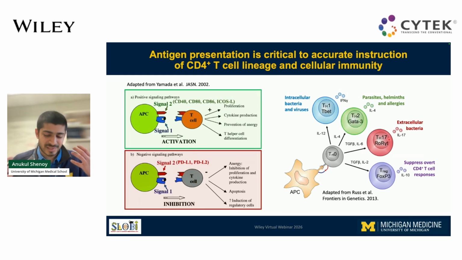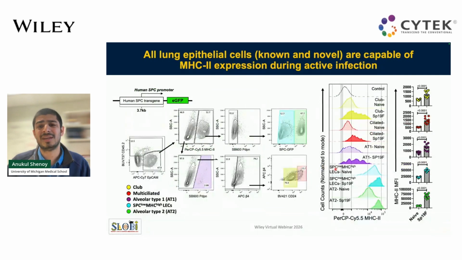So given such an important role for MHC class 2 in antigen presentation, and the fact that epithelial cells are constitutively expressing MHC class 2, at least based on prior literature, it felt that we shouldn't have to ask this question as to why are epithelial cells expressing MHC in the lungs. So to tackle this issue, the first thing we did was ask, let's go back and see if we can find MHC class 2 on epithelial cells in the lungs.